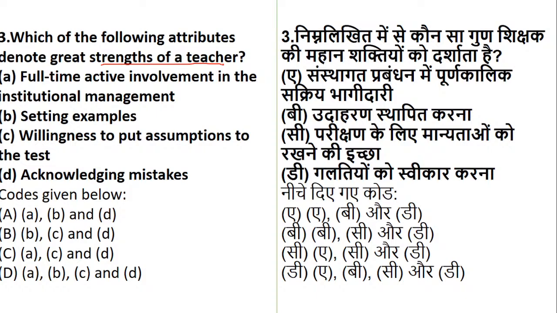Okay. Question number 3, option B is the right answer as said by everyone. So let's look at the question. The right option is attributes. It means what are the characteristics of a teacher which denote strength. Obviously, a teacher has to set an example, put assumptions to the test, and acknowledge mistakes. But there is no strength of a teacher who is actively involved in institutional management. So this is not acceptable. So which of the following attributes results in strength? Option B, option C and option D.